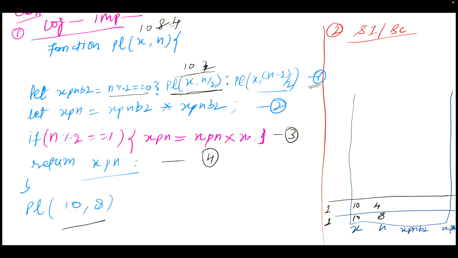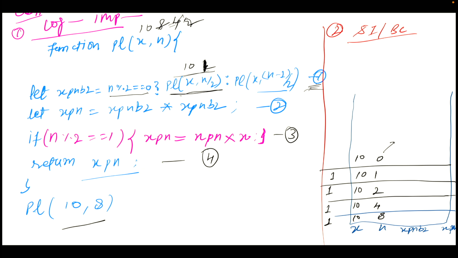So line number 1 will be executed and it calls again, and x will be 10 and n will be 2. Now line number 1 is executed again. Now half of 2 will be 1, so it will be 2 and 1. Then again line number 1 is called, and it will be 10 and 0. Now if we go one step ahead from 0, it will go into the negative, so we don't need to calculate in the negative.